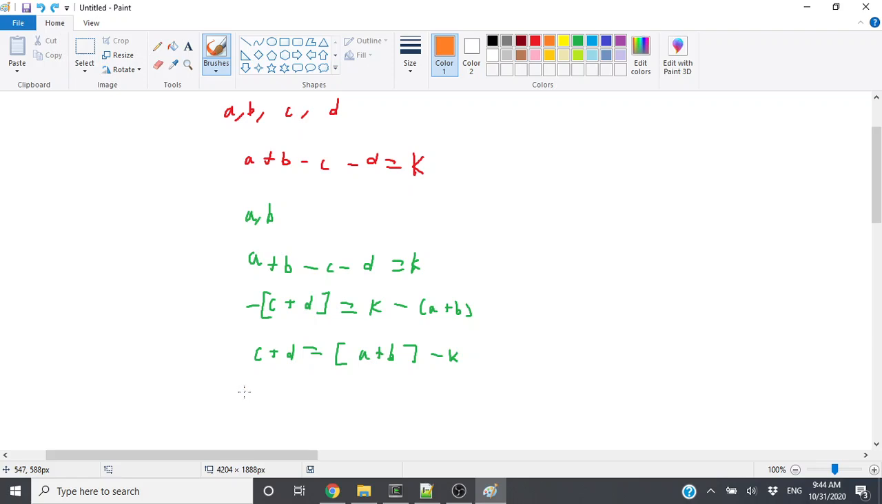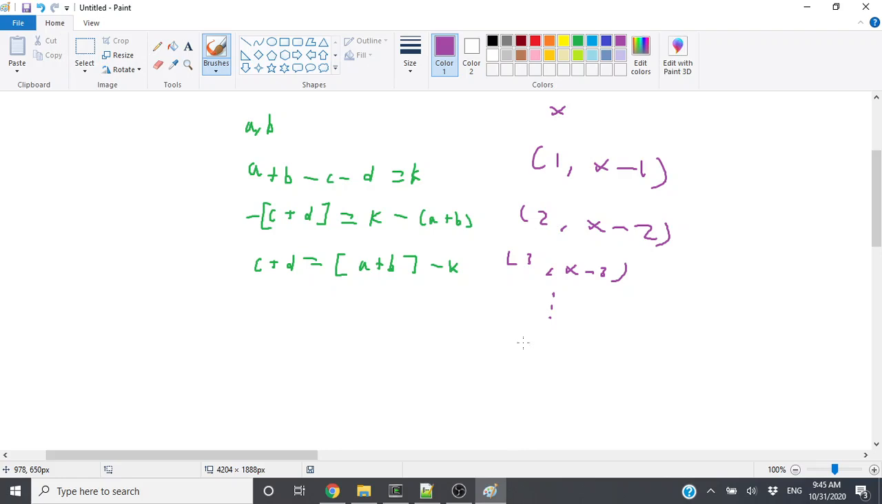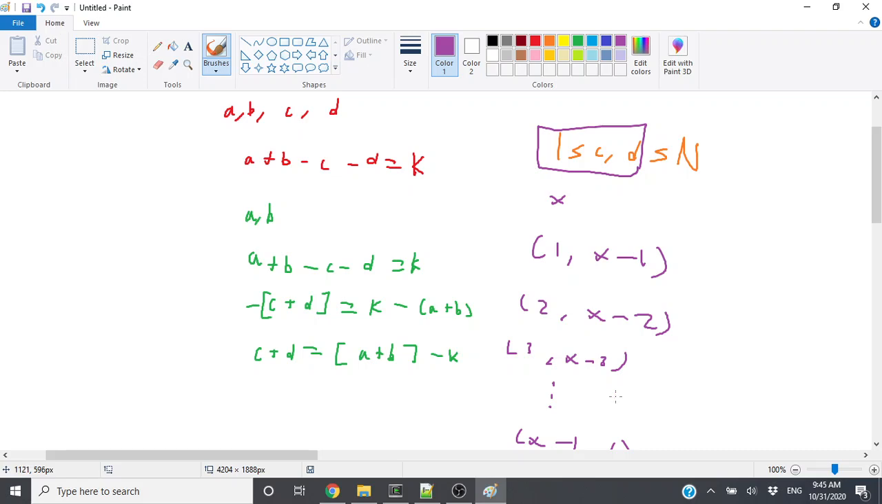So now we have to figure out the values of C and D. And well, all these values are within the range from 1 to n. So let's just ignore the fact that they're less than or equal to n for now and just focus on this, that they're greater than or equal to 1. Then what possible values for C and D will sum to some value? Let's say we're trying to make x. Then we could have 1, x minus 1. Could have 2, x minus 2. Could have 3, x minus 3, etc. Up until x minus 1, 1. Those are the possible values.